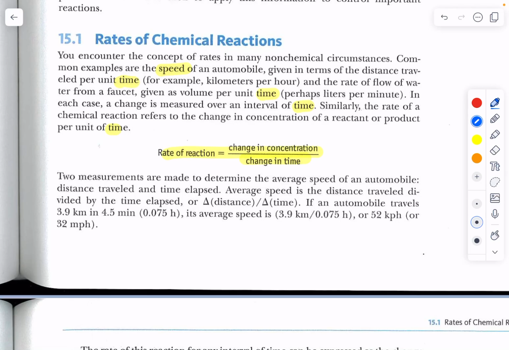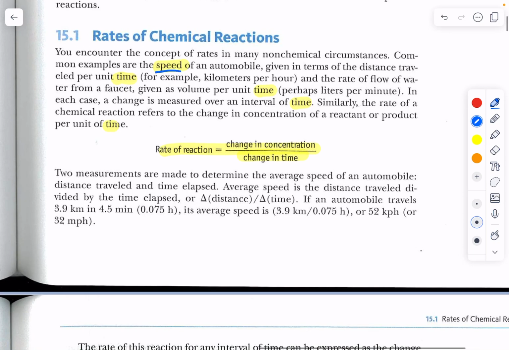A rate is something divided by time. Sometimes we use the word speed. Speed is going to be, for an automobile, how many miles per hour: miles divided by time, or kilometers per hour. If we are talking about the rate of flow of water through a faucet or a hose or out the spigot in the laboratory, we would be measuring the volume of that water, maybe in liters or quarts or gallons, per period of time. In any case, rates are going to be something divided by time.